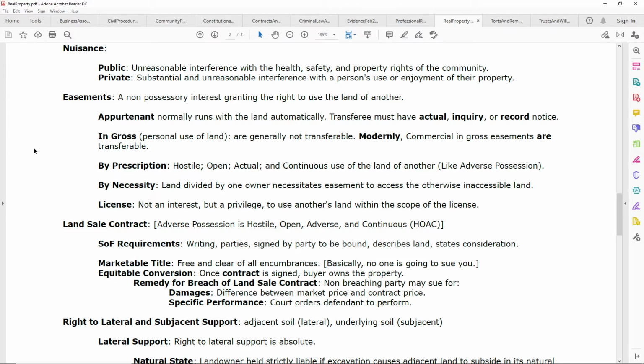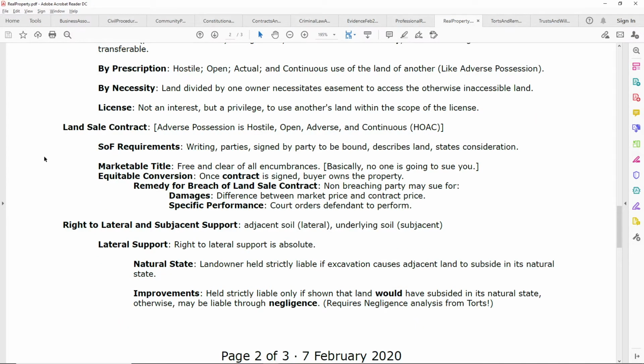Land sale contract. Adverse possession is hostile, open, adverse, and continuous, HOAC. Statute of frauds requirements: writing, parties, signed by the party to be bound, describes the land, states consideration. Marketable title: free and clear of all encumbrances, basically no one is going to sue you. Equitable conversion: once the contract is signed, the buyer owns the property.